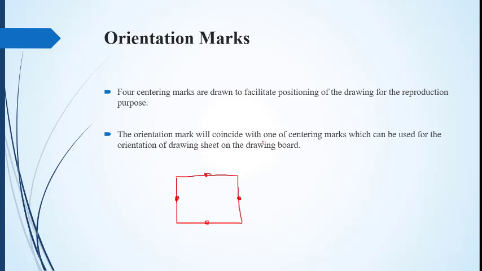The orientation mark will coincide with one of the centering marks which can be used for the orientation of the drawing sheet on the drawing board. For example, if you want to fix this one, this can easily be utilized for orientation purposes. You can turn this sheet up and down. From this center point you can go to any point, to this side or to this side. So this orientation mark is applied to the drawing sheet.